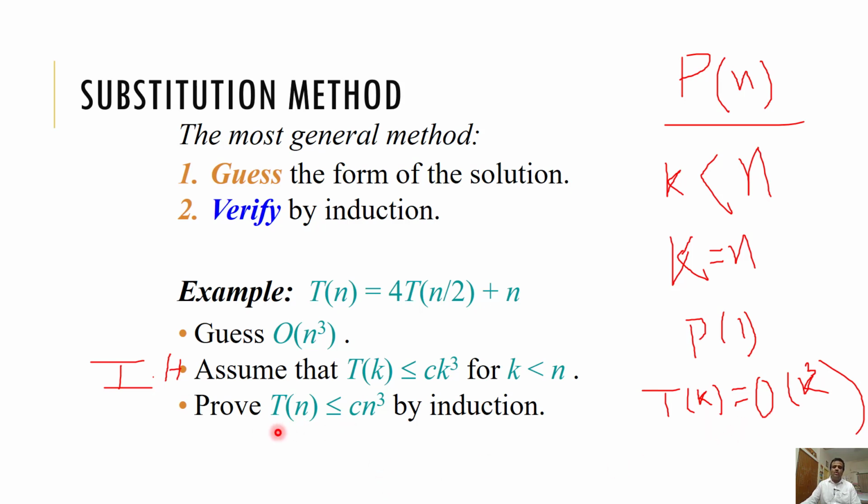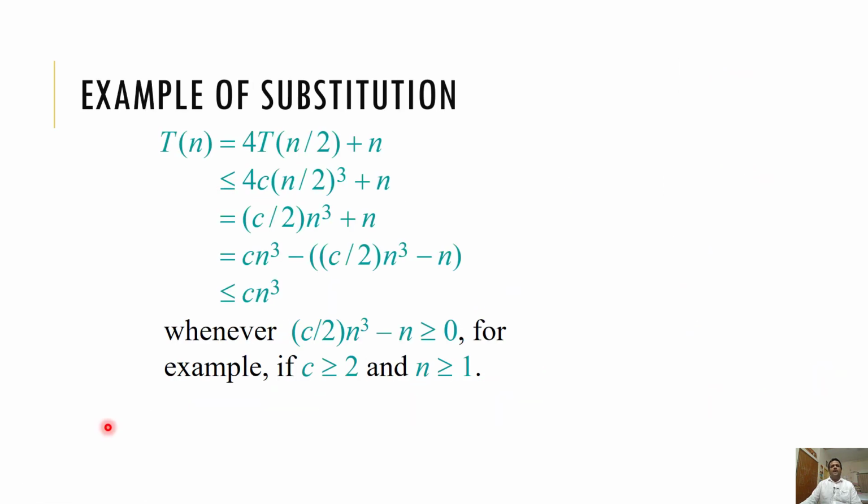That means we need to show T(n) is less than c n cube. That is what we will try to show. If we can show that, then it is true for all n after the base value. Then we can claim that it is a big O of n cube algorithm. Okay, how to show that?